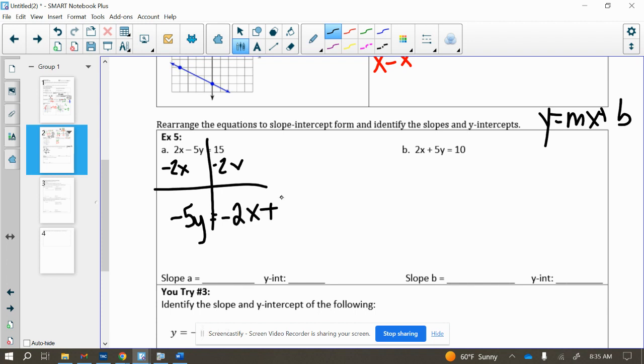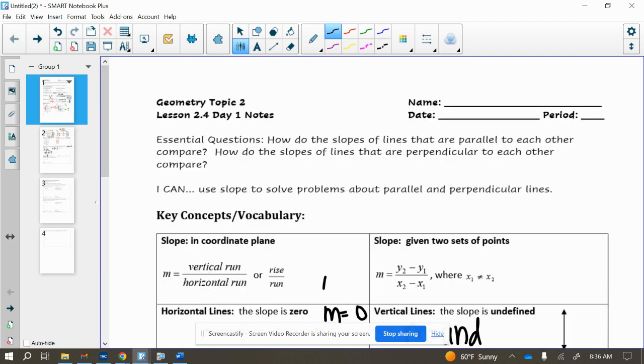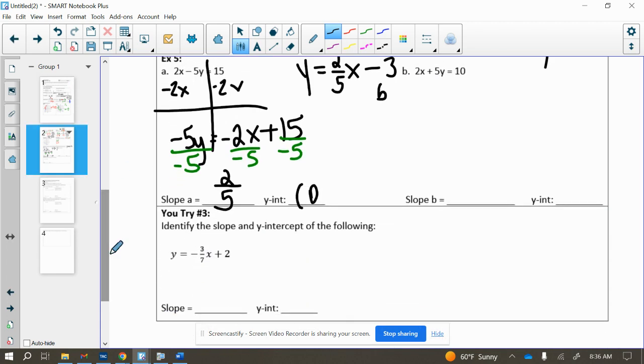We subtract 2x from both sides, and then you want to divide by this -5, and everything gets divided by that. So that our equation of a line really looks like y equals -2 divided by -5 is +2/5 x. And then 15 divided by -5 would be -3. Or we could just write that as, instead of plus minus 3, just write that as -3. So our slope is 2/5, and then our y-intercept, this is our b value, which means the point would be at (0, -3) on our graph.